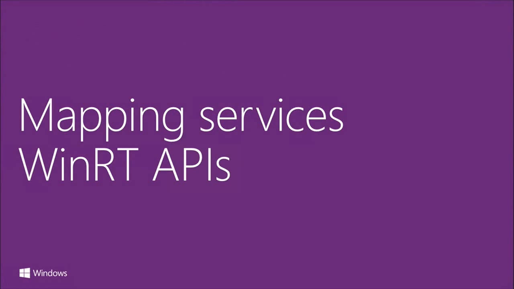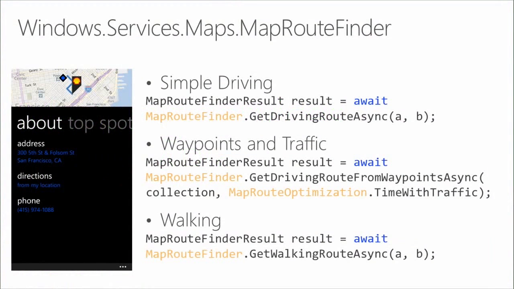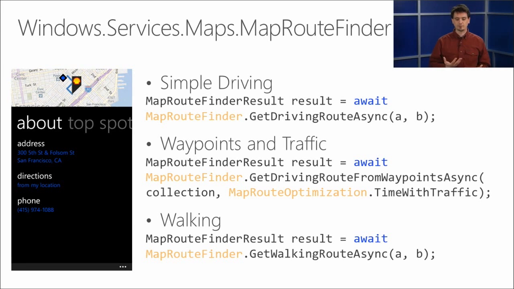So the mapping services in WinRT, these are basically services that we provide inside of the application to do some pretty fun, cool stuff. First one is simple driving. And we can just call a service and say, give me a route from position A to position B, and it'll hand back this route object.